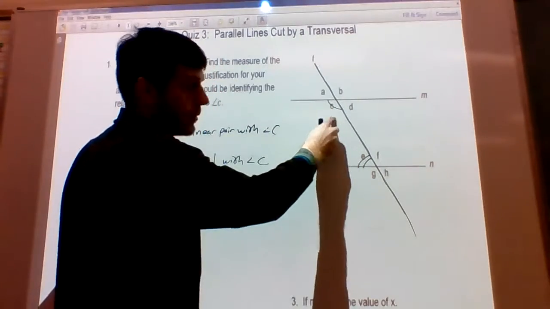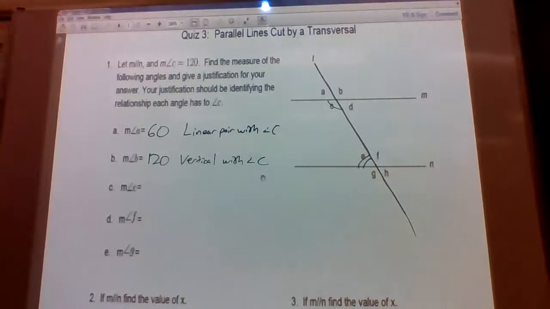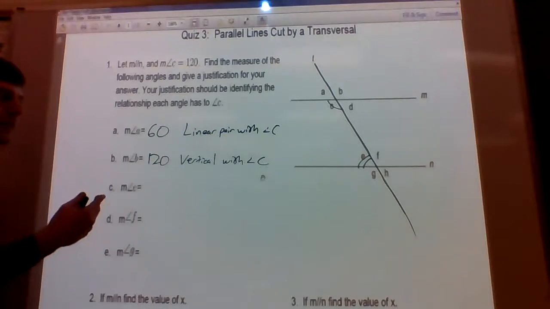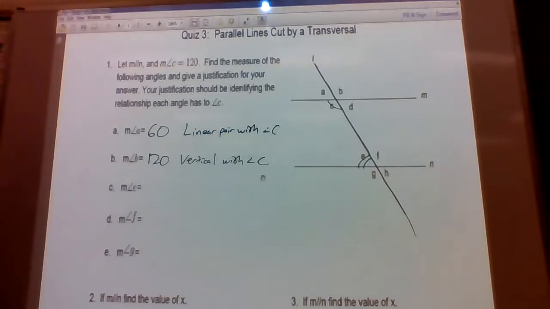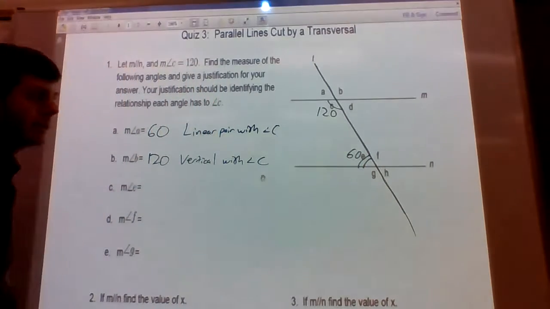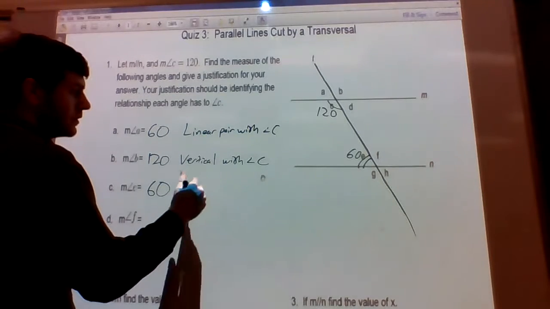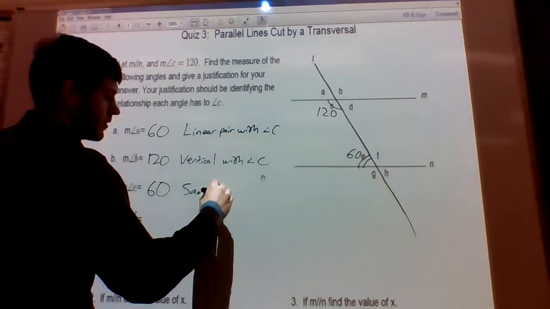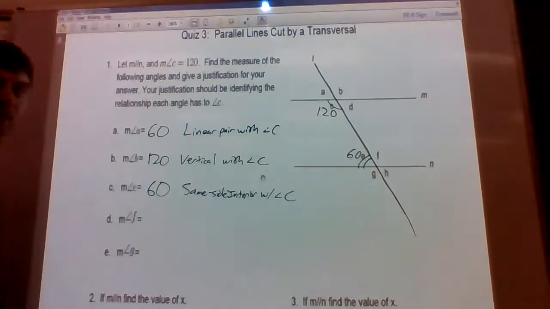Angles C and E are on the same side of the transversal, and they're both between the lines M and N. So they're between the parallel lines, they're interior, inside the parallel lines. So we're going to have same side interior. We know same side interior angles are supplementary. So if this one was 120, this one's going to be 60, 180 minus 120, which is 60. So 60, and the justification is same side interior with angle C. Next one is F.